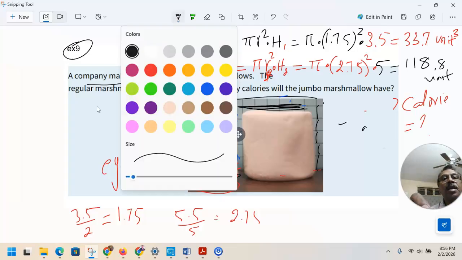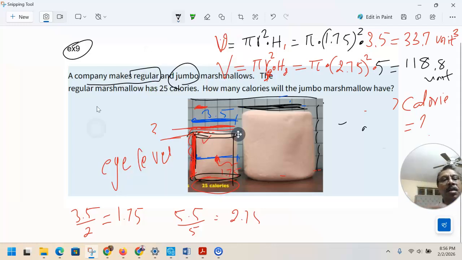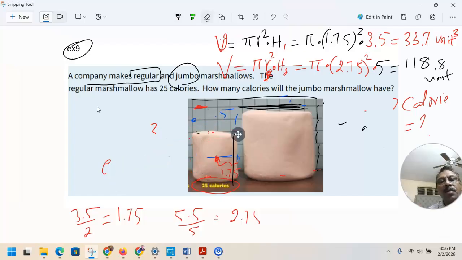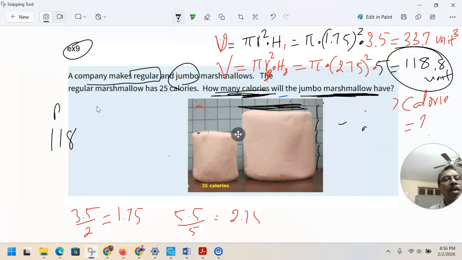Okay, now we go directly to the calories. We are using the unit rate. Begin with the smaller one. The smaller one that you see here has 25 calories. So we want to know how many calories a jumbo has. Now the big one has volume 118.8 unit cube.